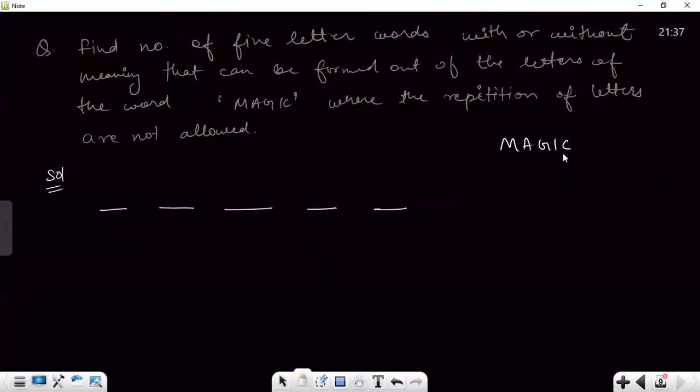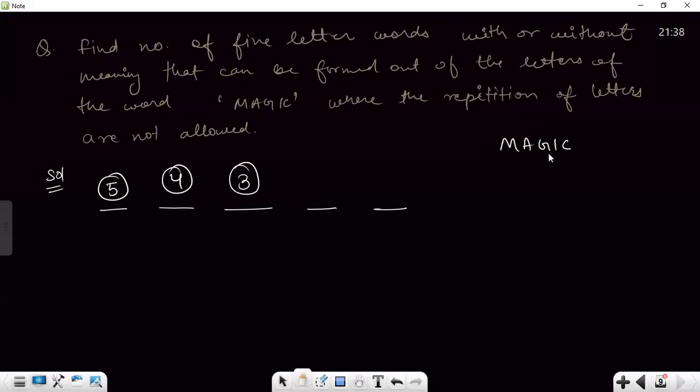If I have 5 elements, M-A-G-I-C, I can fill the first place with 5 letters, right? After using one letter, let's say A has been used, just for assumption, how many letters will be left for the second place? 4. Similarly, 4 choices for the second place. Now that 2 places have been filled with 2 letters, how many choices do we have for filling the third place? 3. Now 3 places have been filled with 3 letters.